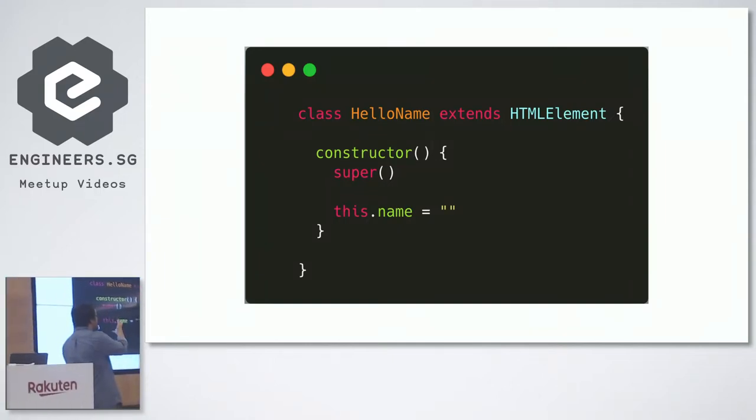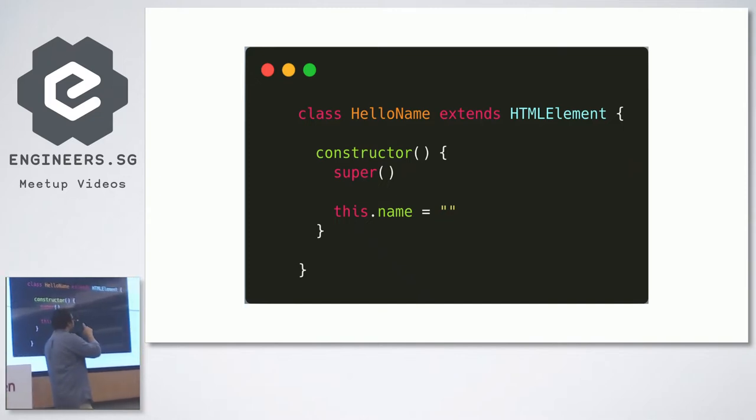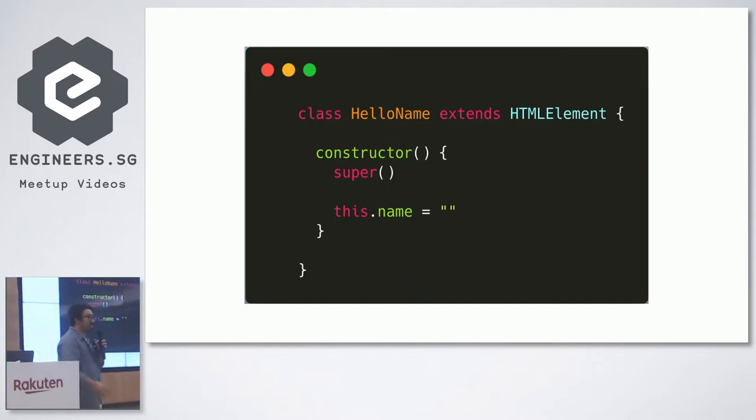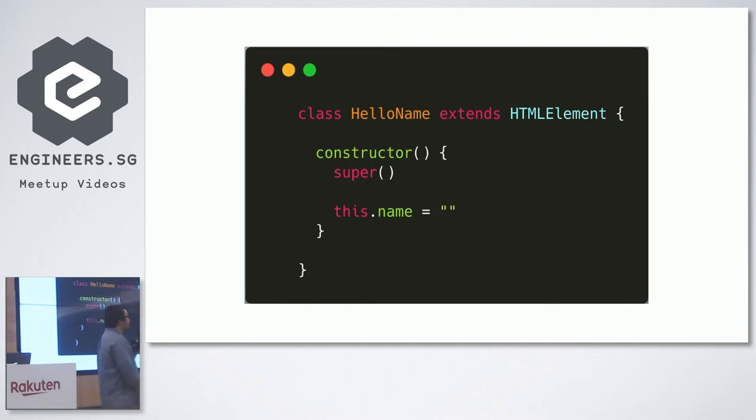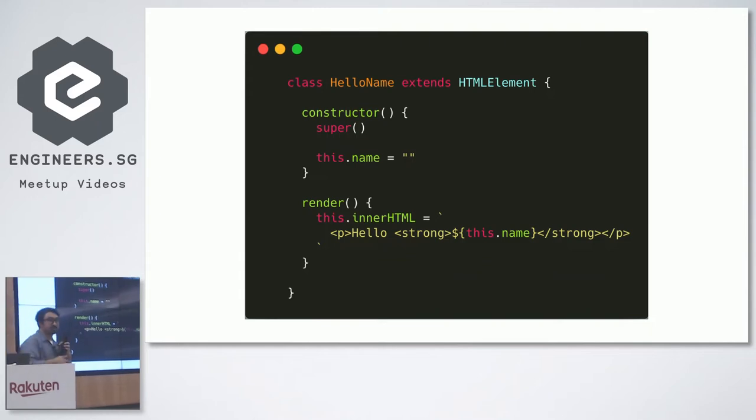The base class HTMLElement is native to the browser. You can find it in Firefox, Chrome, Safari, or even Opera. So just create a class and extend it from HTMLElement, and then you can create a constructor and have a property. The next one is we can create our own render. So we can do this.innerHTML, and then we can do hello, this.name, like that.